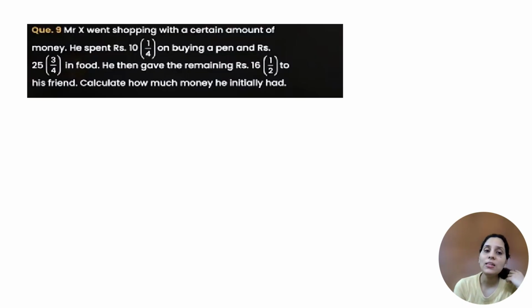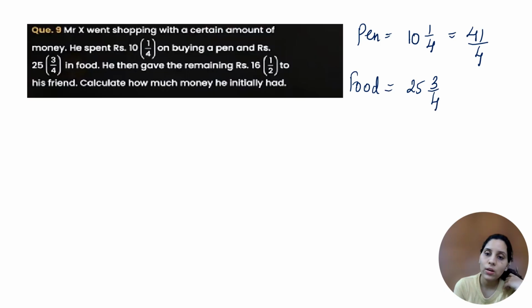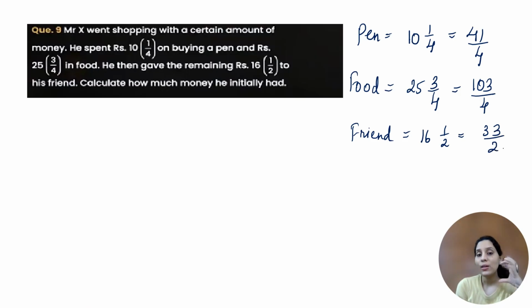Next one. Mr. X went shopping with a certain amount of money. He spent rupees 10 1 by 4 on buying a pen. So pen is how much? 10 1 by 4, which is 10 into 4, 40, 41 by 4. And food is how much? He spent 25 3 by 4, which is 103 by 4. And the remaining he gave to his friend. So how much did he give to his friend? 16 1 by 2, which is 33 by 2. Calculate how much money he initially had.